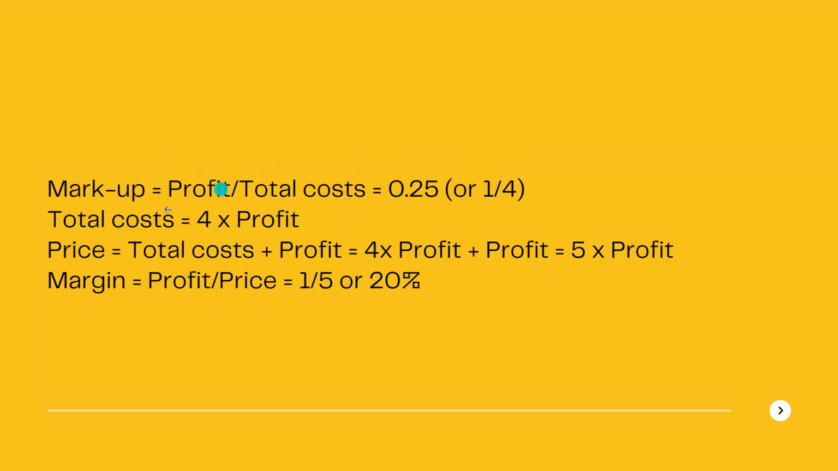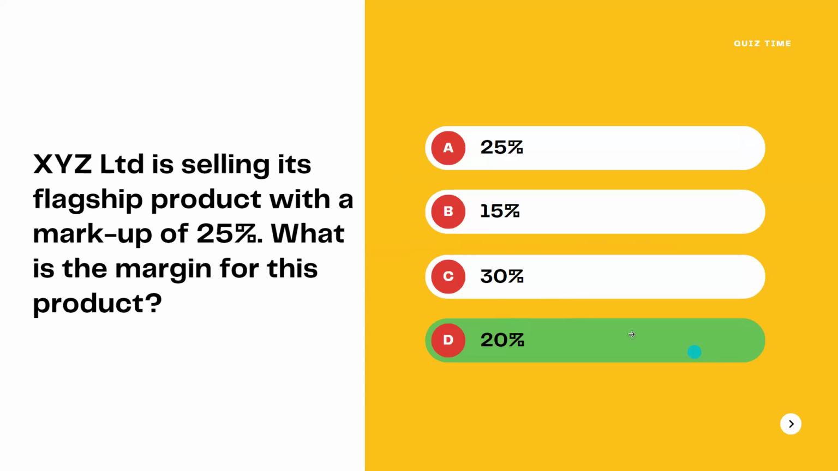So the total cost would be equal to 4 times profit, and the price is equal to the sum of the total cost and the profit, which means 4 times profit plus 1 time profit, that is 5 times profit. The margin equals profit divided by the price, or 1 time profit divided by 5 times profit. In other words, that is equal to 1/5 or 20%. Okay, so that's why it's D.